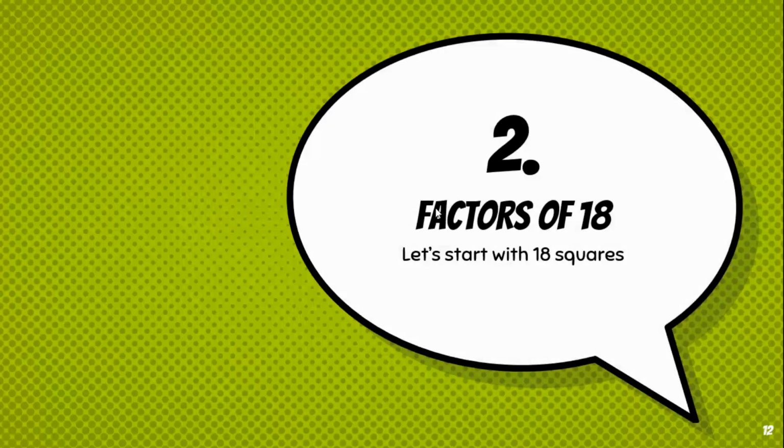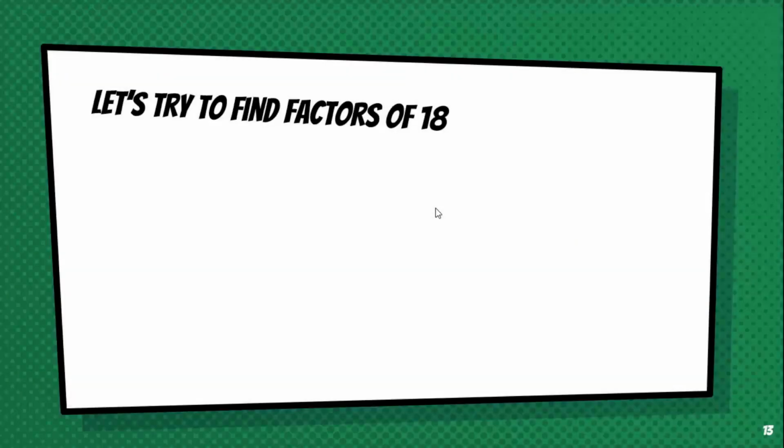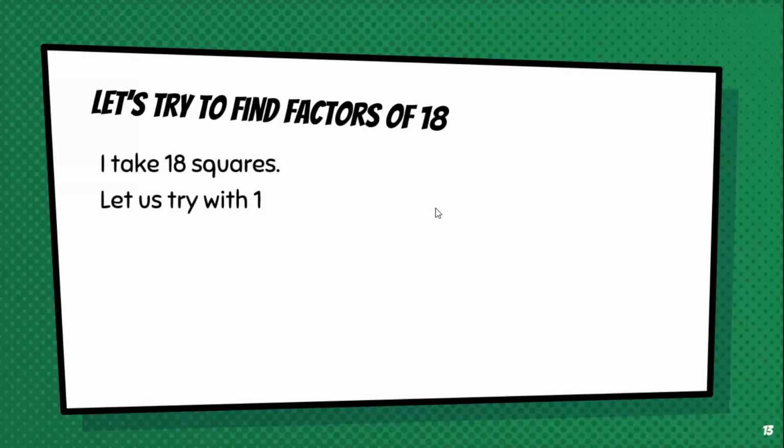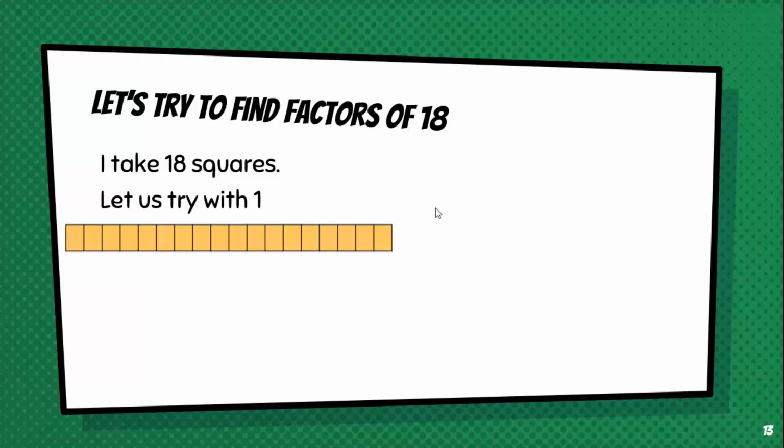Let us look at a second question. We will look at the number 18. In this example, I'm using 18 squares. So let's try to find factors of 18. I take 18 squares and I start with 1. So 1 row. Here you can see I have 1 row with 18 squares. Is this possible? Yes, it is very much possible. So I have 1 multiplied by 18, which gives me 18.